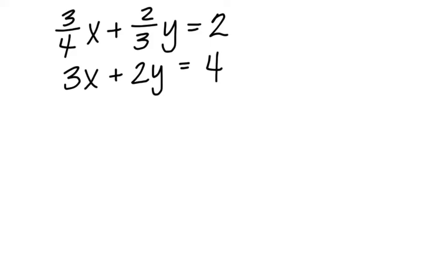So we have a system of equations, two equations with the same variables. We're interested in where these two lines intersect. Since all the variables are on the left-hand side of the equal sign and the constants are on the right-hand side, I'm going to go ahead and choose elimination to solve this system.